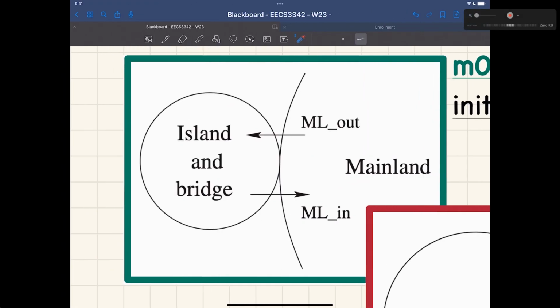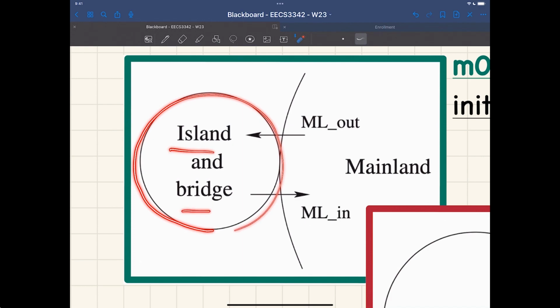This one here is the conceptual understanding of the initial model. We don't distinguish between the island and the bridge. We consider them as one single compound. And you can imagine that you're trying to perceive the system from very high in the sky.